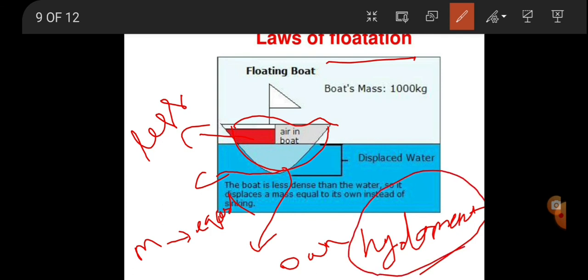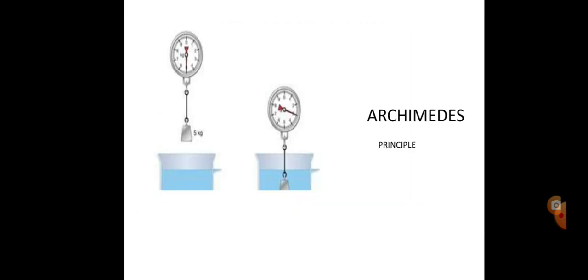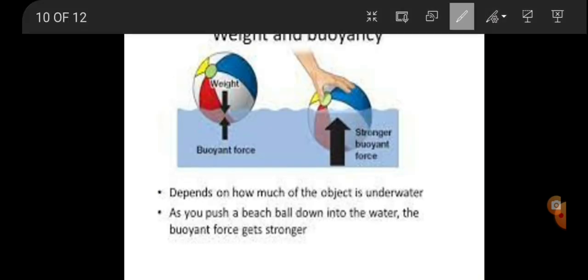Next one, weight and buoyancy. First of all, it depends on how much of the object is underwater. As your fish and beach ball fall down into the water, the buoyant force hits stronger. So buoyancy means floating nature. Okay, buoyancy is that floating nature.